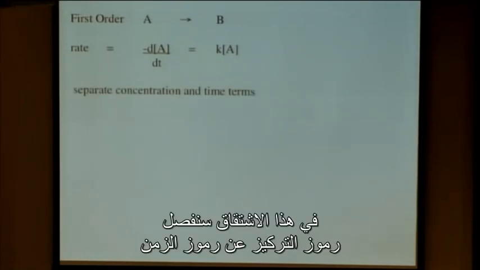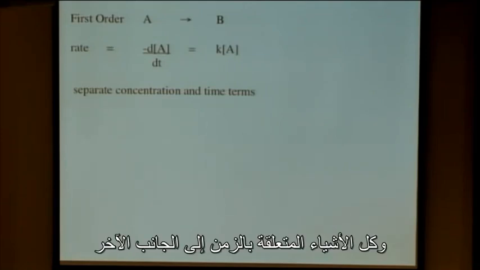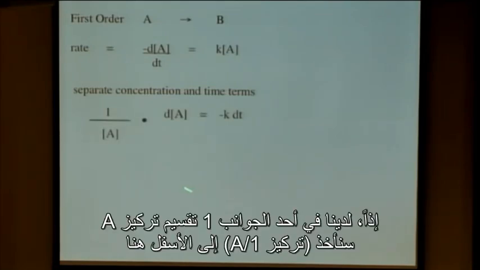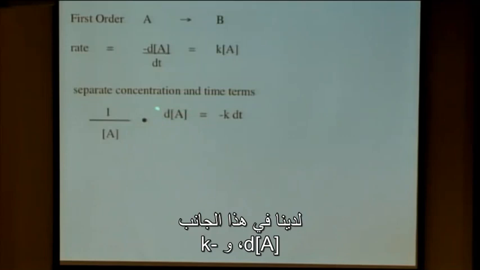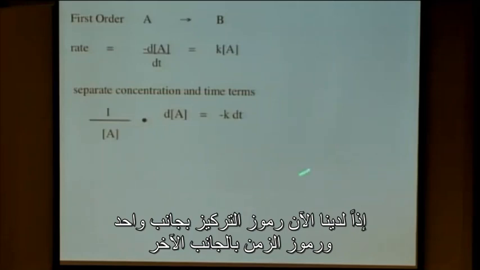In this derivation, we're going to separate our concentration terms and our time terms. We're going to move everything with concentration to one side and things with time to the other side. So on one side, we can have 1 over the concentration of A. We're going to bring that down here. We have dA over here, and then we have our negative sign and our k over here, and move dt also over to the other side. Now we have concentration terms on one side and time terms on the other side.